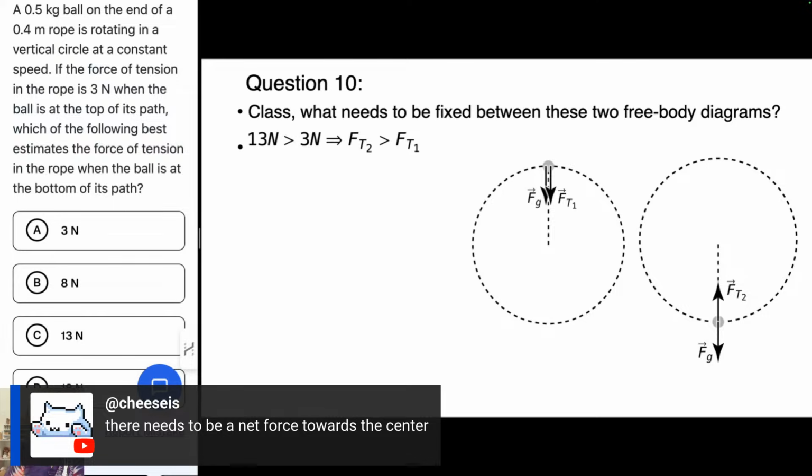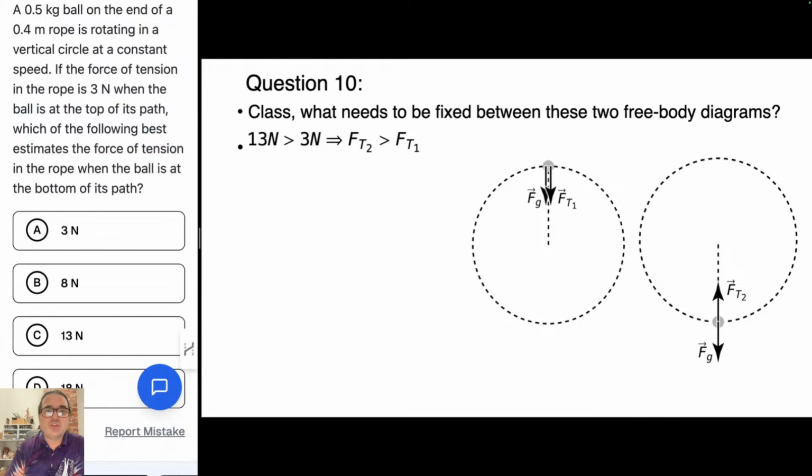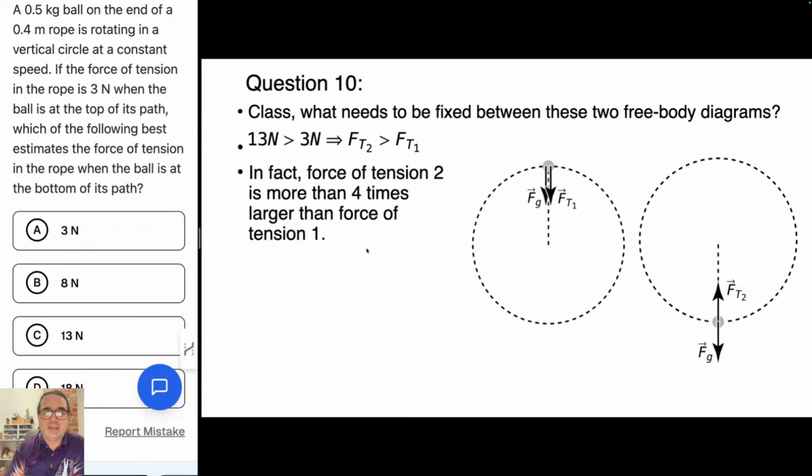There needs to be a net force towards the center. In order for there to be a net force in towards the center, this force of tension 2 needs to be greater than the force of gravity. That's a good point as well. Thank you for that. So we just need to draw this force of tension 2 greater. In fact, it's actually going to look like that, because the force of tension 2 is roughly more than 4 times the force of tension 1. Beautiful.